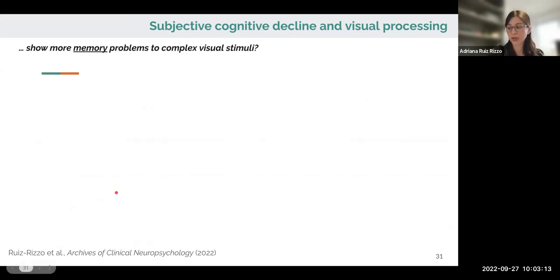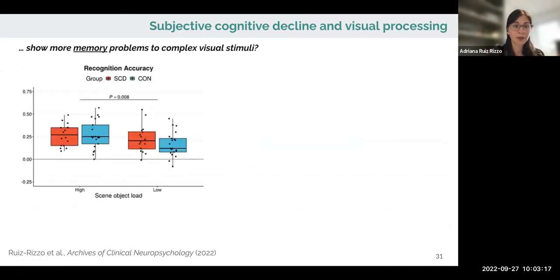Regarding the second question, about whether they show more memory problems with complex visual stimuli, this is what we found. This is recognition accuracy, in the retrieval phase. We observed that overall, high object load scenes were recognized better than low load scenes. However, again, we didn't observe any difference between older adults with versus those without SCD.